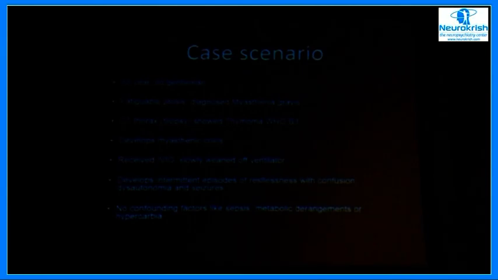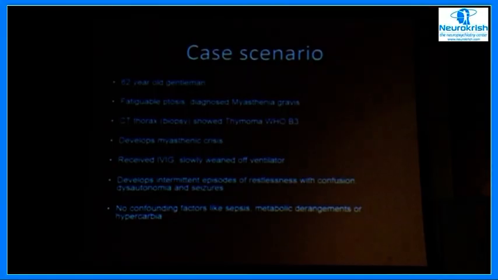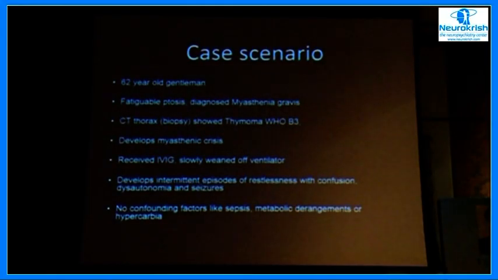So next is actually a patient who presented to us with a fatigable ptosis, diagnosed myasthenia. He came to us about a month ago. CT thorax showed a thymoma, and CT guided biopsy confirmed a thymoma because he had an infiltrative tumor for which surgeons were not willing to operate, and needed to give pre-op radiotherapy. The patient developed myasthenic crisis and was given IVIG and slowly weaned off the ventilator. He developed intermittent episodes of restlessness with confusion, with dysautonomia and seizures. No confounding features like sepsis or metabolic derangements or hypercarbia.